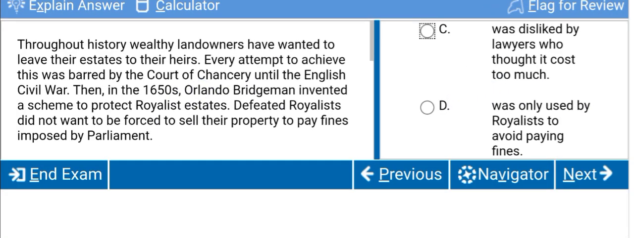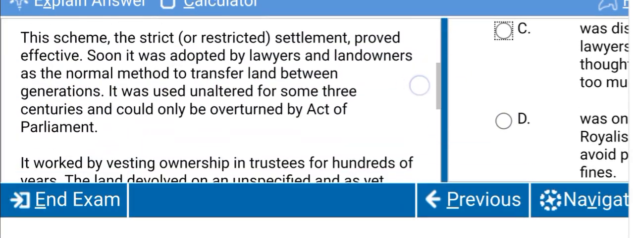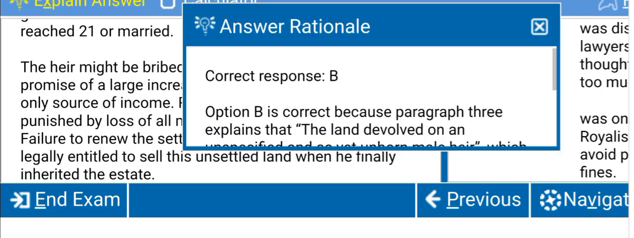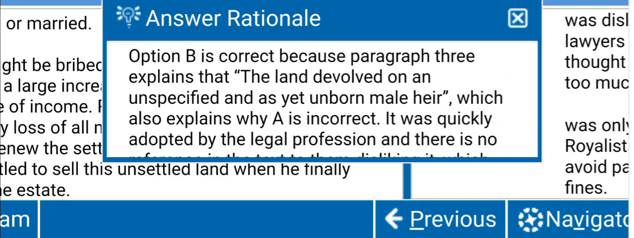So here we have these 4 questions, and we can find these answers by using keywords from these passages. Okay, so here we have option B is correct because paragraph 3 explains that the land devolved on an unspecified and as yet unborn male heir, which also explains why A is incorrect.